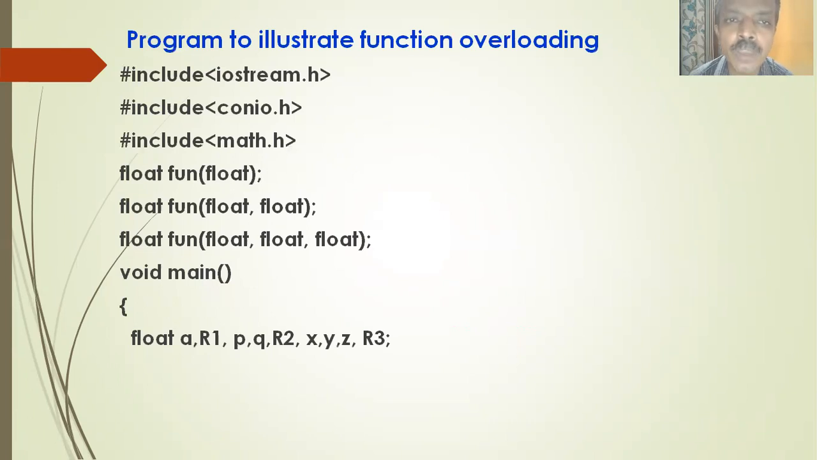The first program is to illustrate function overloading. We already learned what is function overloading. Function overloading is a unique characteristic of C++ where in the same program you can use the same function for different purposes. In that case, you should call the function with a different number of arguments, or you can use different data types for the argument.